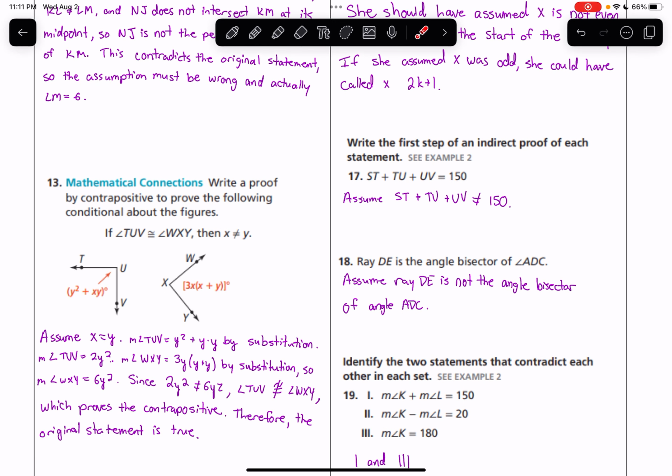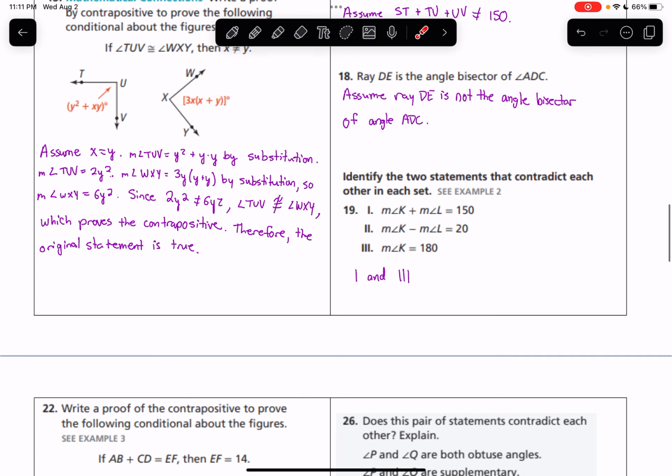Numbers 17 and 18, the first step of an indirect proof is always going to be assuming the negation, right? Assume the negation of the statement you're given. Assume ST plus TU plus UV does not equal 150. Assume ray DE is not the angle bisector of ADC. Number 19, statements 1 and 3 contradict each other because statement 1 says these two angles together equal 150, but statement 3 says just one of the angles equals 180. So that can't happen because we know the measure of angle K must be smaller than 150.